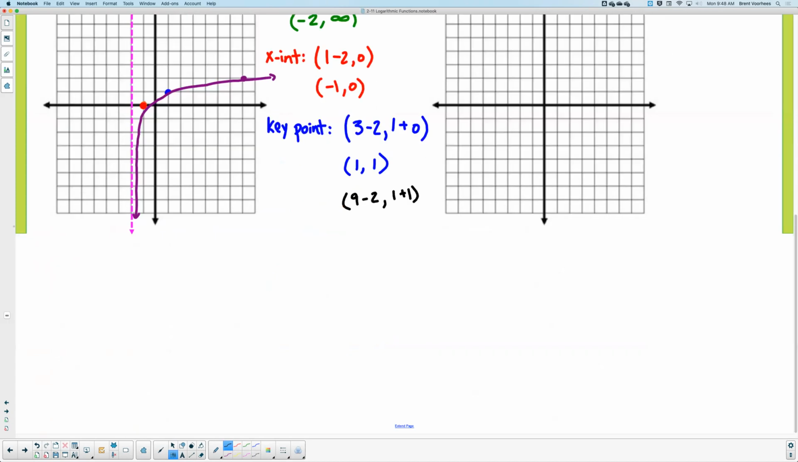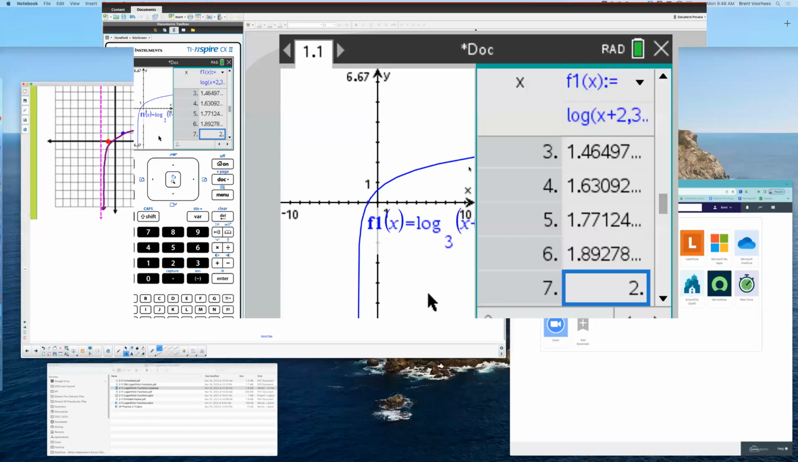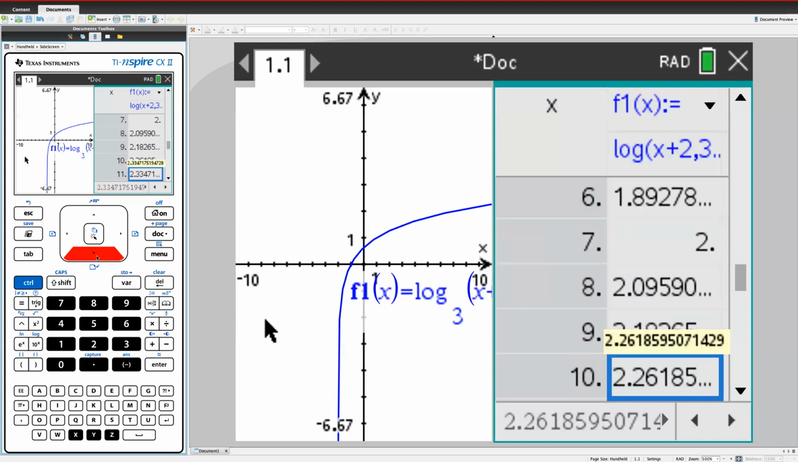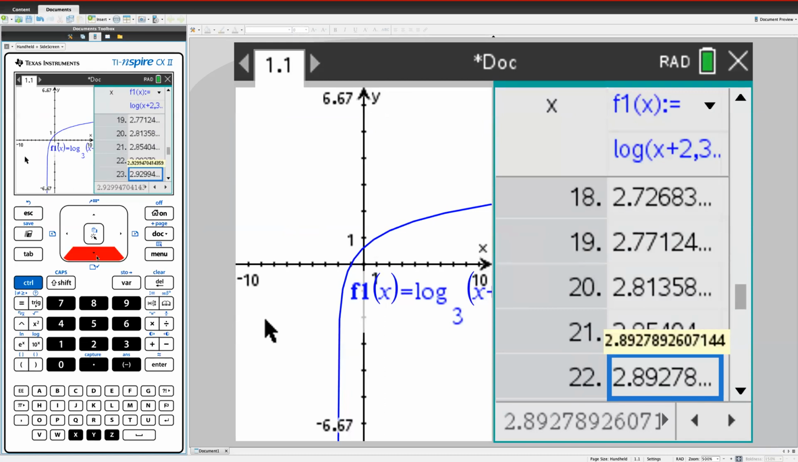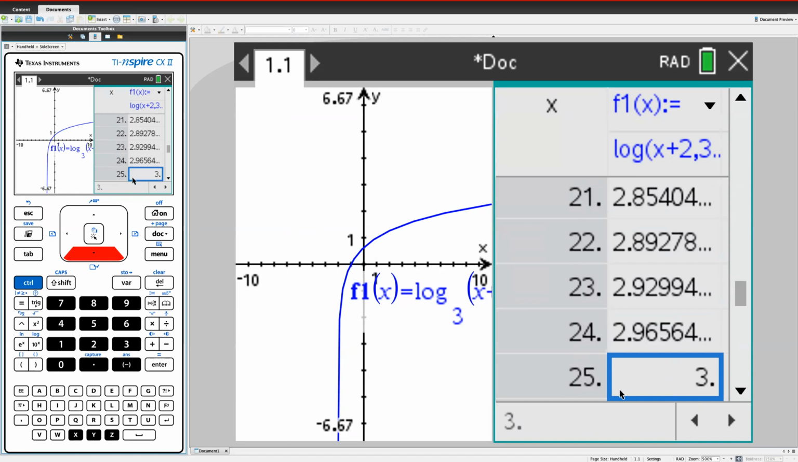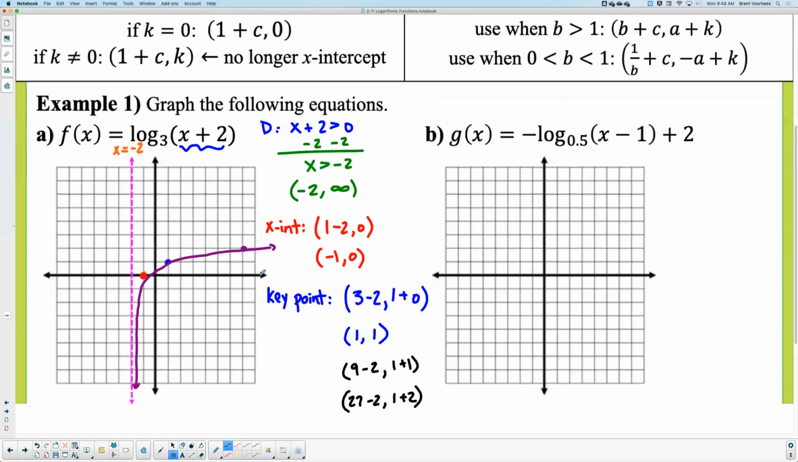If you wanted one more point, what's 9 times 3? It'd be 27 minus 2. And since this becomes 2, it's now 1 plus 2. So you'd have 25 comma 3. Let's go over to your table and let's see if we have 25 comma 3. Do we have that point? Yeah, that's how it works. So that's how the transformation works.